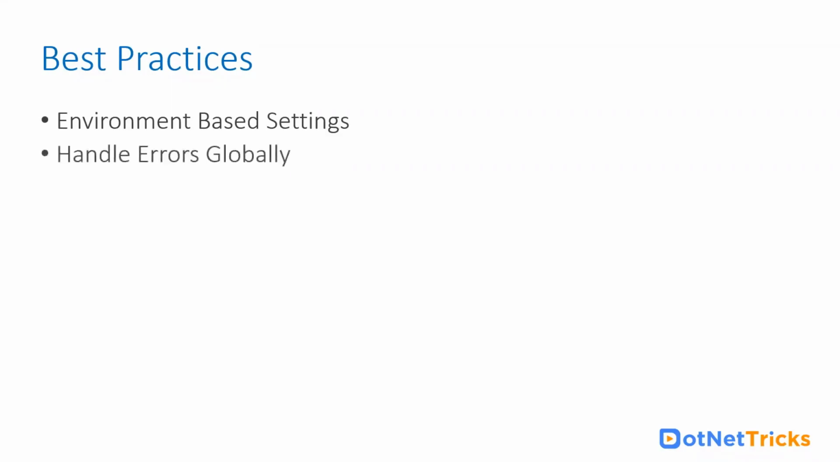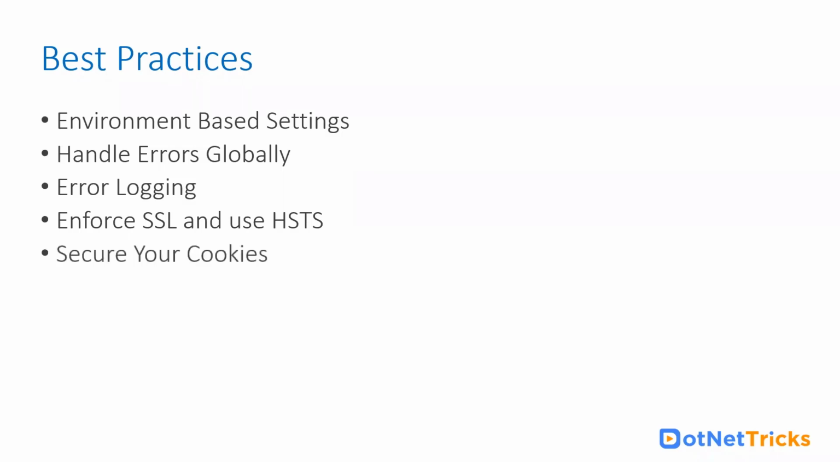Then you should handle errors globally. You should do error logging properly. If you are willing to trace any workflow, how can it be traced? With the help of error logging. You should enforce the use of SSL, so instead of using HTTP, we should use SSL. Then we need to secure our cookies so that if somebody tampers with the cookies, the cookie would be useless.